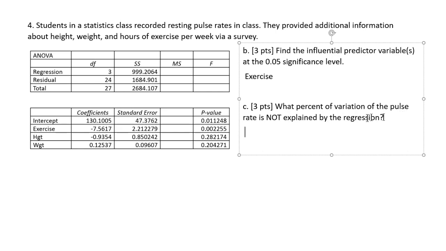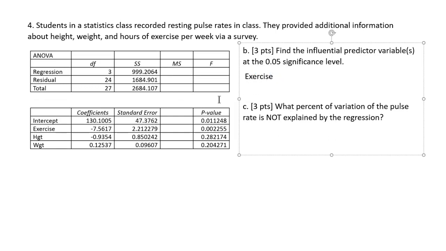Okay, what percent of variation of pulse rate is not explained by the regression? Well, this is really asking about something like the coefficient of determination, except that the coefficient of determination, the R squared, gives you the regression sum of squares divided by the total. However, it's not, so it's the opposite. So the residual is the random component you get after subtracting the regression equation, the ones that cannot be explained by the regression equation.